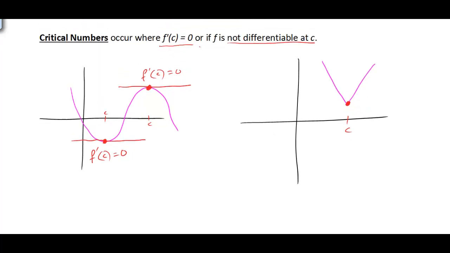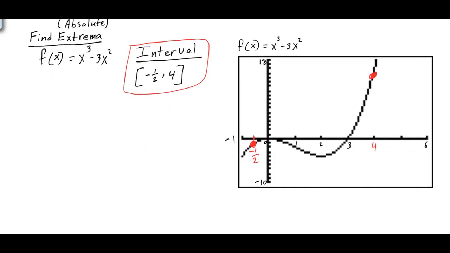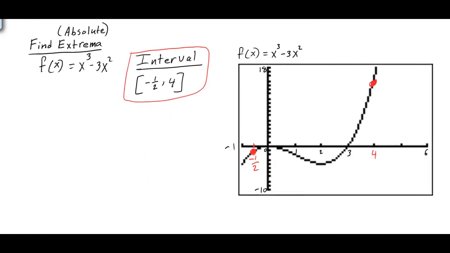Now we're going to use this idea of critical numbers to help us with finding our absolute maximum and minimum points. So keep in mind if the function is not differentiable at a point, or if the derivative is equal to 0, that's a point where we could have a critical number.